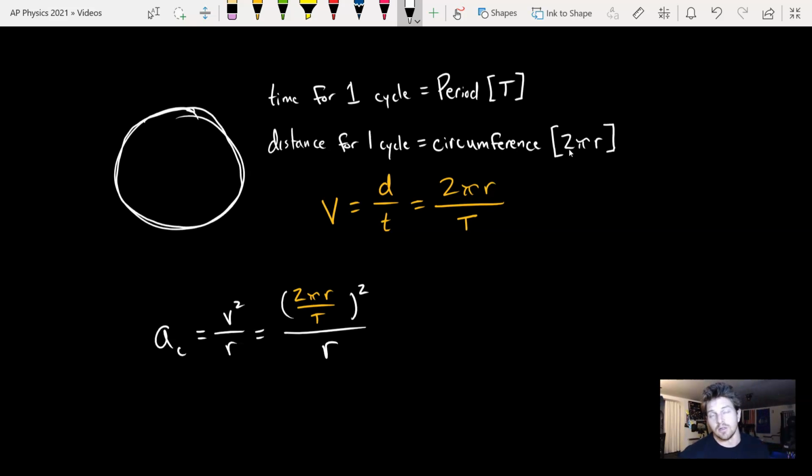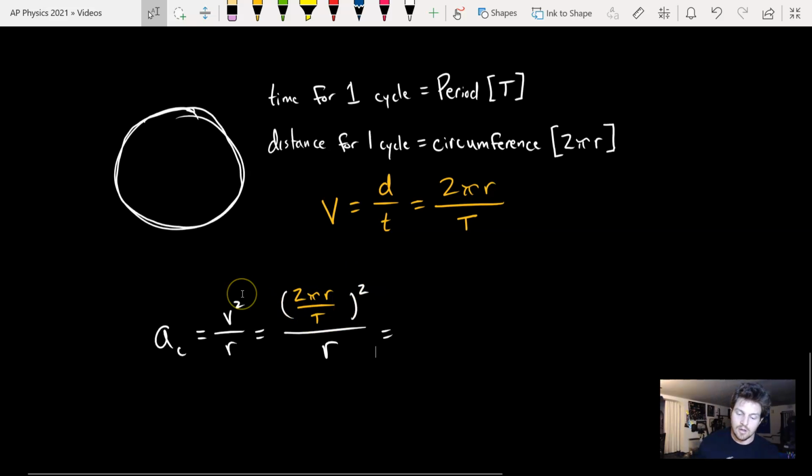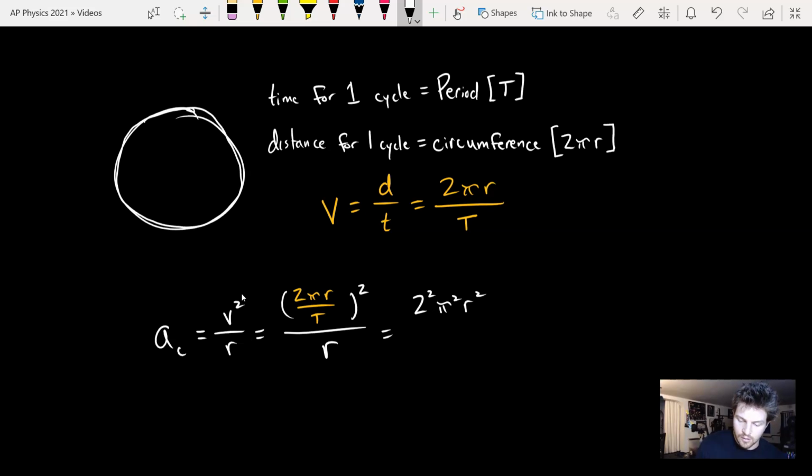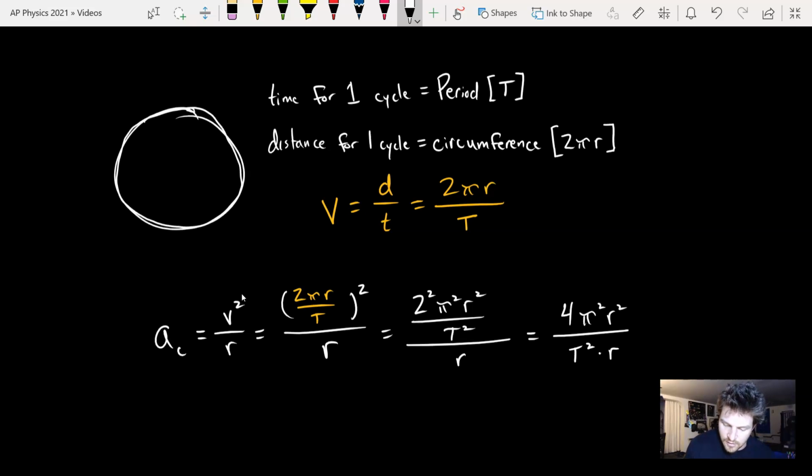Okay, now it just takes a little bit of simplifying. The square applies to everything inside those parentheses. So the 2 gets squared, the pi gets squared, the radius gets squared, and the period in the denominator gets squared, all over radius on the bottom. Okay, so let's simplify this. This would basically be 4 pi squared, radius squared, all over the period squared, and then we still have that radius on the bottom.